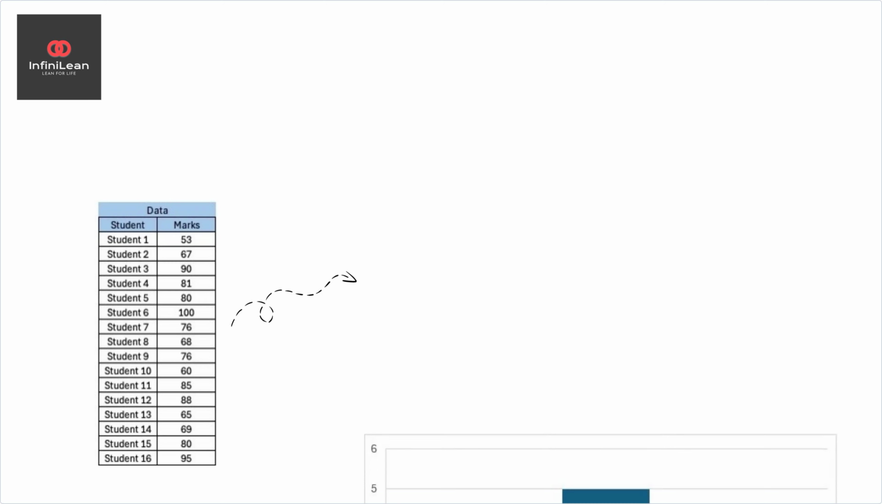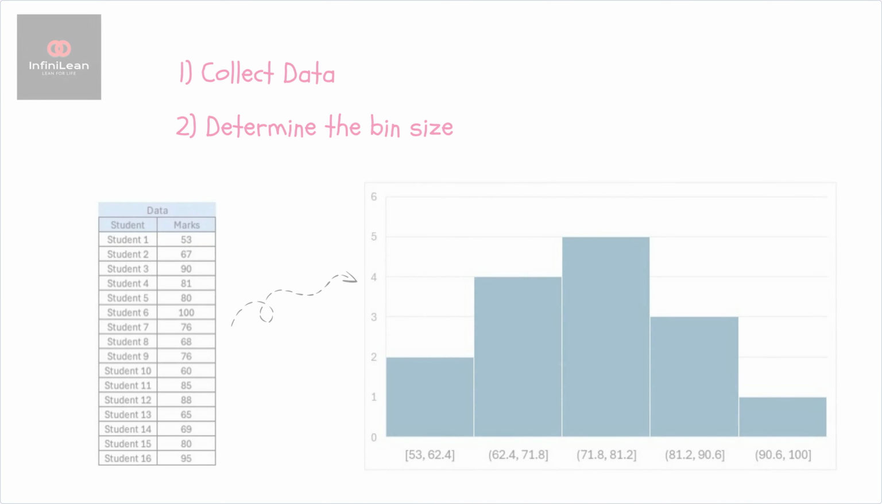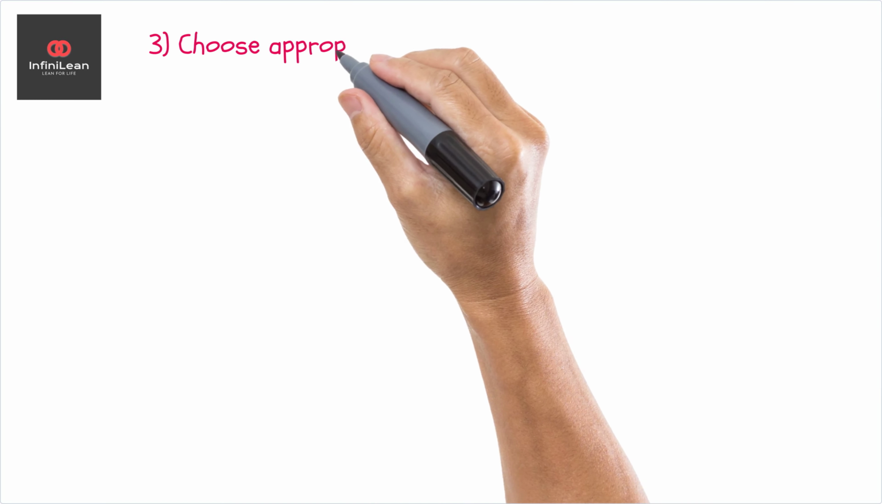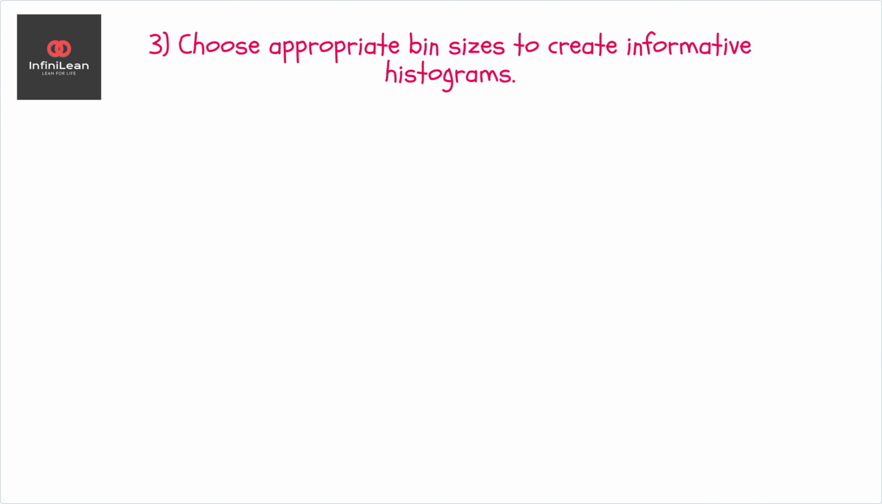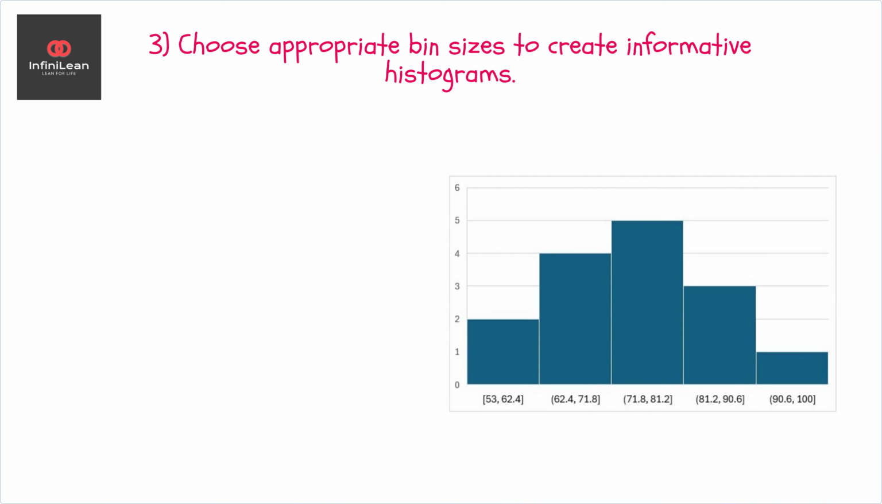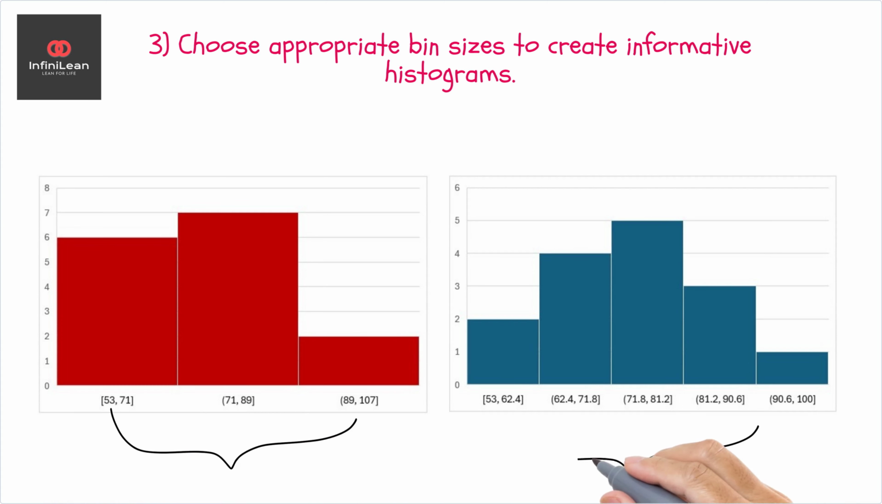Follow these steps to create a histogram. First, collect data from your process. Then, the data will be organized into groups known as bins. Each bin represents a range of values, and the number of data points in each bin determines the height of the corresponding bar on your histogram. Carefully choosing an appropriate bin size is key to creating an informative histogram.